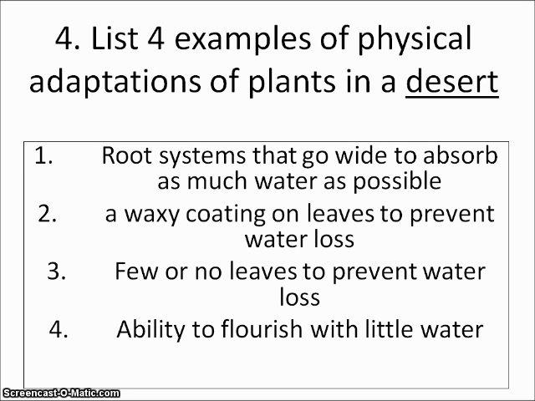All right. Number 4, list 4 examples of physical adaptations of plants in a desert. First one we listed was root systems that go wide so they can absorb as much water as possible. 2, the leaves have a waxy coating to prevent water loss. Another example would be few or no leaves to prevent water loss. And then number 4 is just the ability to flourish or grow really well with little water.